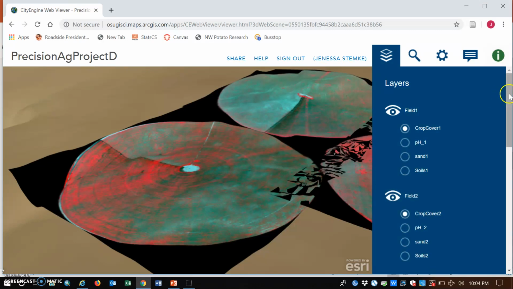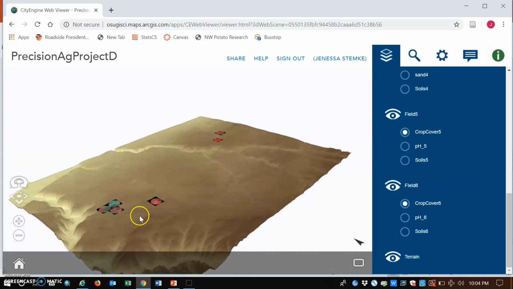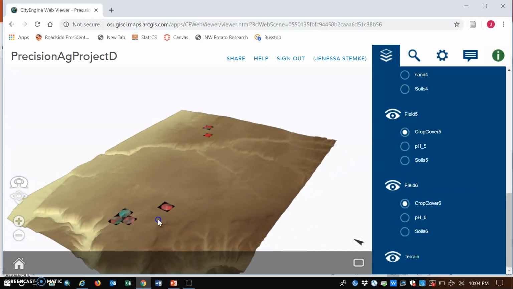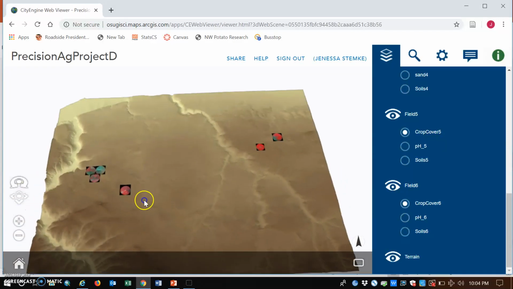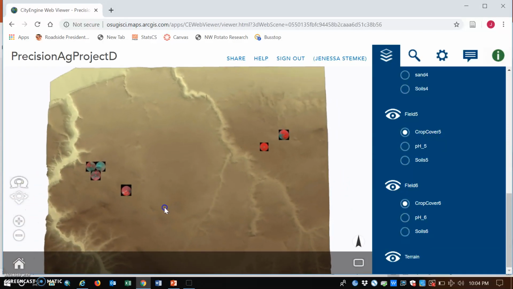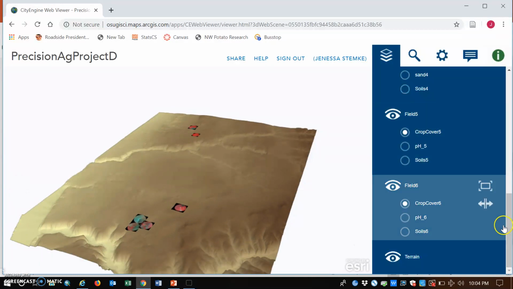So let me just zoom out. This is the area that I was looking at, and north is that way, up, and I have these 6 fields that I was looking at.